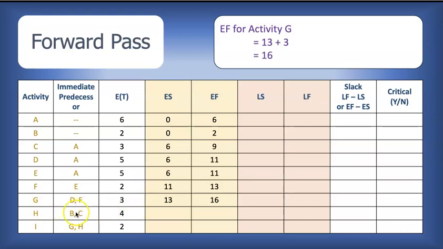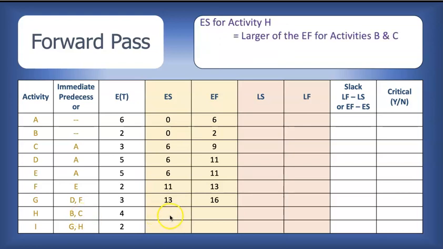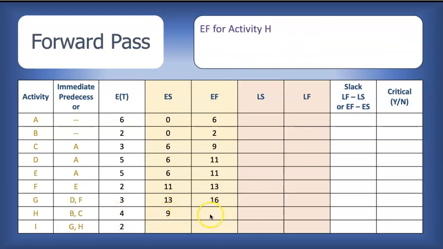Activity H follows activities B and C. So for the earliest start time, we're looking at the larger of the earliest finish times for B, which is 2, and C, which is 9. So the larger of 2 and 9 would be 9. So the earliest start time is 9. For the finish time, 9 plus 4, 13.